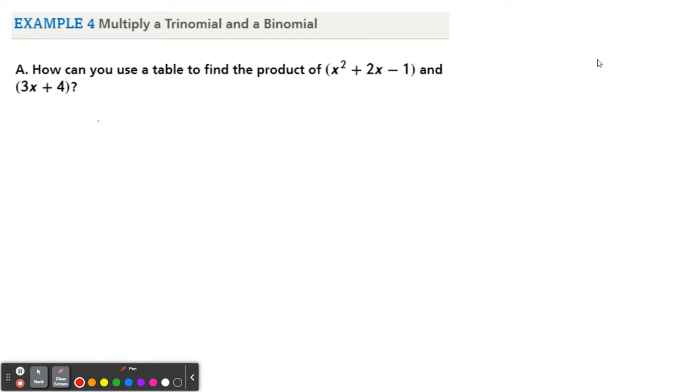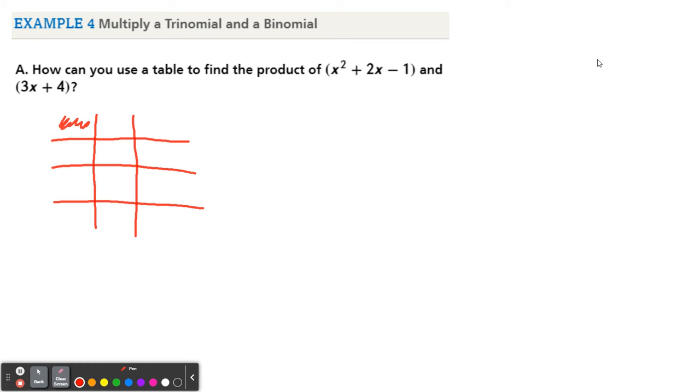Tic-tac-toe, where'd you go? Because now I'm still going to have two columns, but notice I'm drawing them a little longer because now I have to have one more sideways line, because now I have three terms with two terms. Again, this is going to stay blank, but now this trinomial, x squared, positive 2x, and negative 1 has to fit along one of the sides. And then this binomial of 3x and 4 comes across the top.